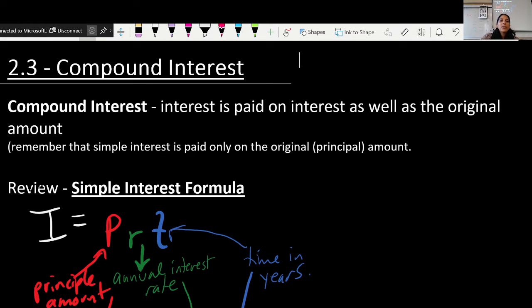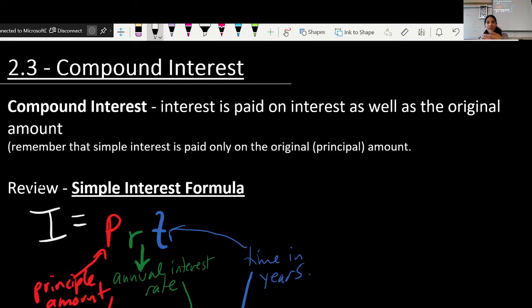Okay, compound interest is interest that's paid on the interest as well as the original amount. So what this means is, remember when we did simple interest, we were calculating the interest just on one principal amount. Now, let's say after a month, you calculate how much interest you earned. If the interest rate was, let's say, 3%, then after a month, you would gain interest on the original amount, the principal that you put in, plus the interest that you had already earned after a month.